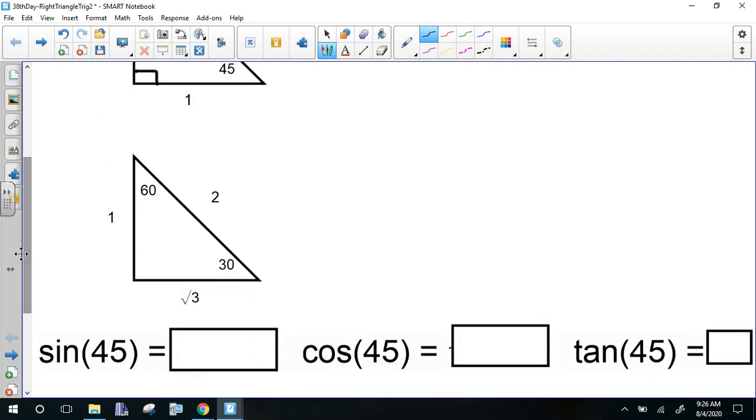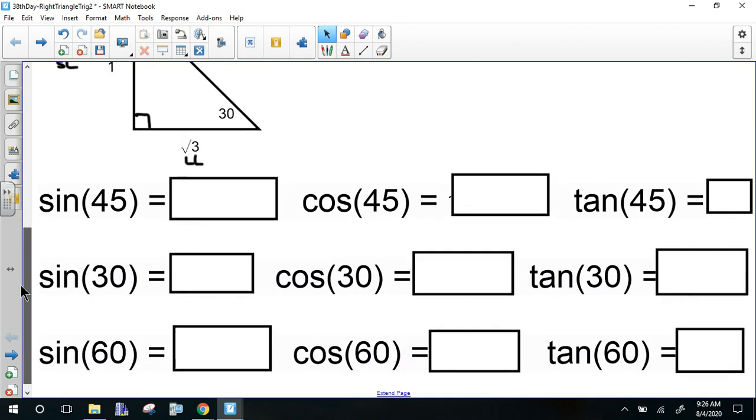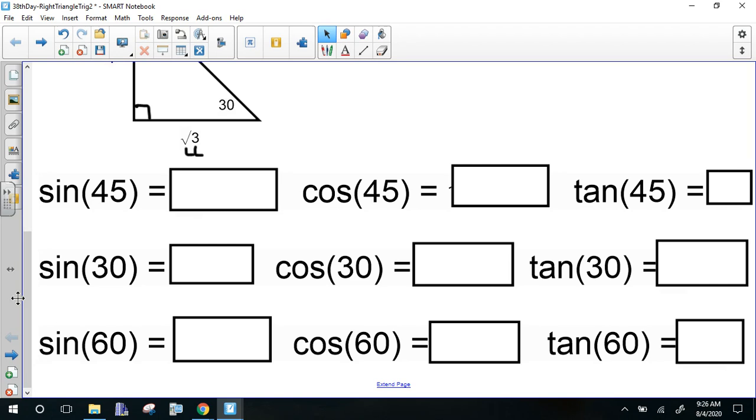For a 30, 60, 90, the short leg is 1. This is the short leg. Long leg is square root of 3, and the hypotenuse is 2. So if we use those as opposite, adjacent, and hypotenuse, I can figure out all these angles here. And these are all angles that you might see on the unit circle.